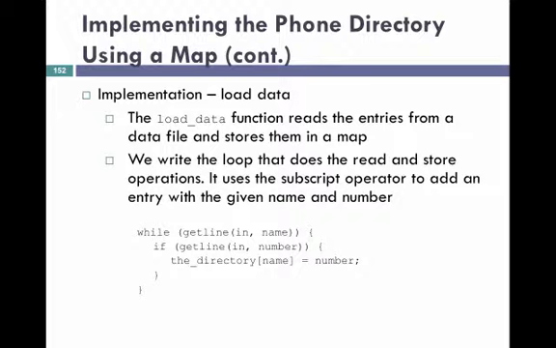Here's an implementation for load data. It reads entries from a file and stores them in the map. So we can use a while loop. As long as we keep getting in names and numbers, then we will use the indexing operator to take a number and assign it to the entry in the directory associated with the key.